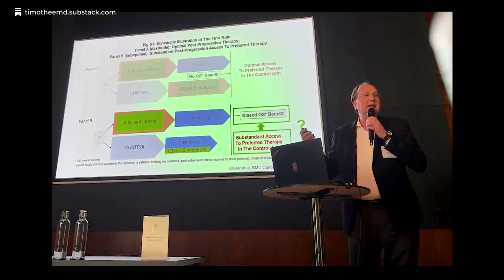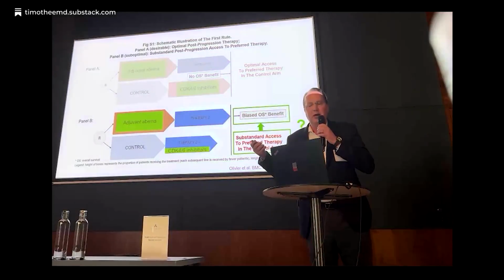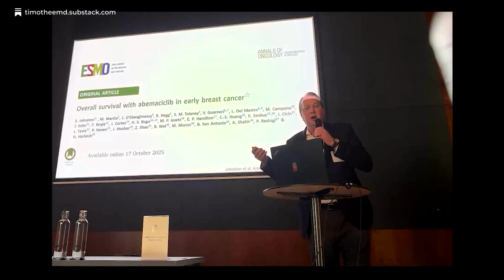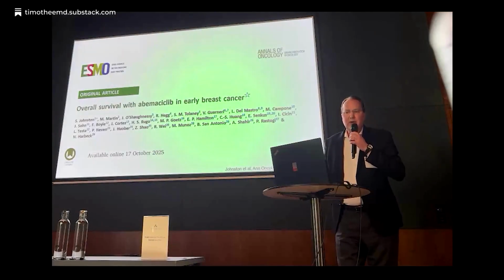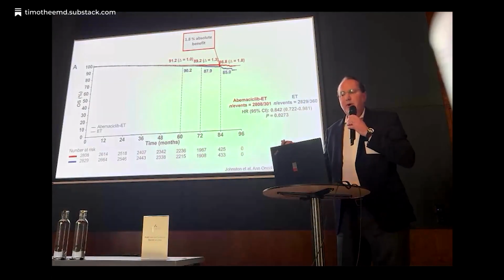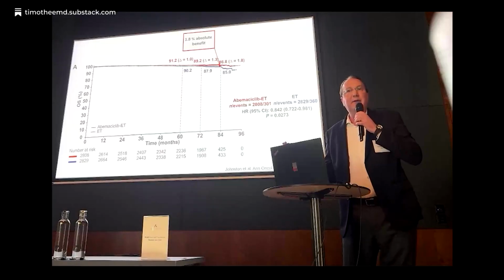So did this happen in the monarchE trial? This was published, I think, the same day as the presentation during SABCS, overall survival with abemaciclib in early breast cancer. So the first thing I want to say is 1.8 absolute benefit after 7 years.